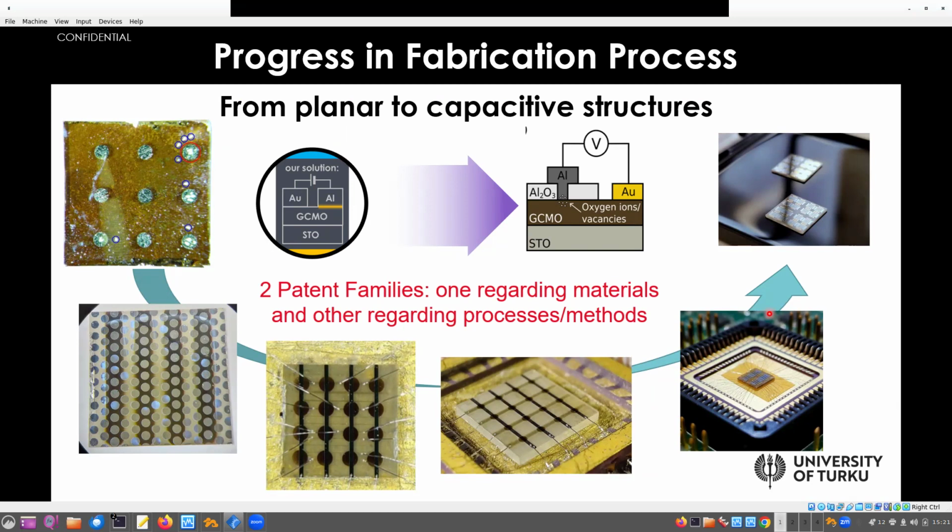And we have moved from this original solution where we have lateral contacts between the aluminium and the gold to this capacitive version, where we have added this layer of aluminium oxide in order to be able to control the size of the device in our system here in the crossbar.